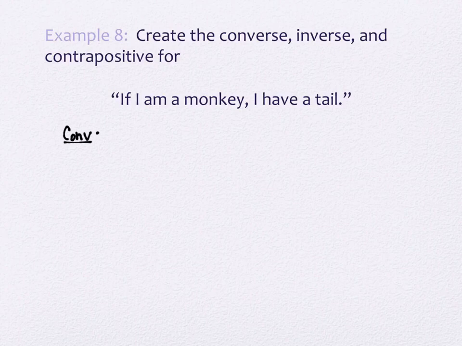We're going to do the converse first. So what does the converse do? It just switches the order around. So it moves the tail part to the beginning, and it moves the monkey part to the end. So it would say, if I have a tail, then what? Yeah, then it's a monkey, or then I am a monkey. I've used the word I, so I'll stick with I on my screen, but feel free to adjust that.